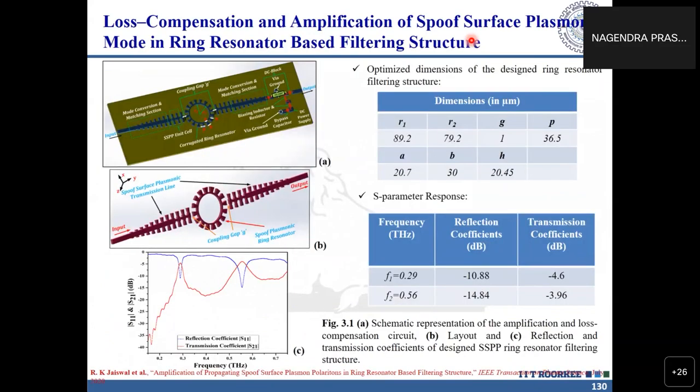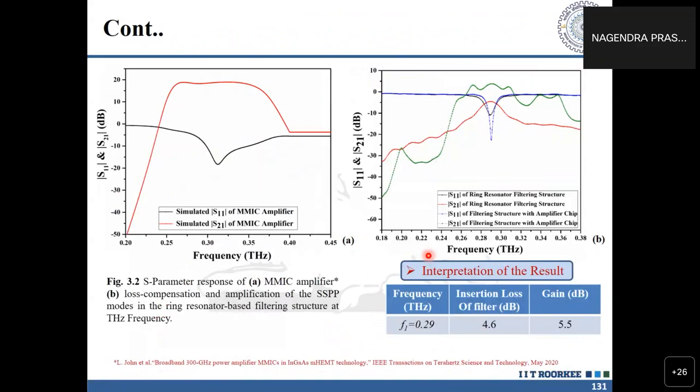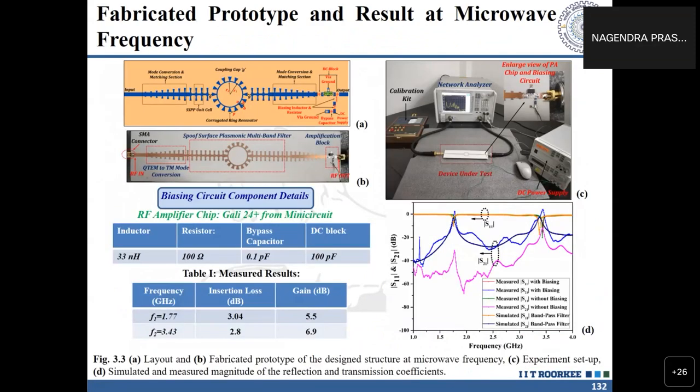Then amplifiers are also designed. In this case, the loss compensation was done with the help of an amplifier chip. Here you can see that a chip is used, and whatever loss we were getting, some gain is possible. This is for an MMIC amplifier, and then this is a ring resonator filtering structure. After the amplifier, you can see that some amplification is obtained, a gain like 5.5 dB. At microwave frequency, the measurement was carried out in the laboratory, and you can see that instead of insertion loss, you are getting gain.